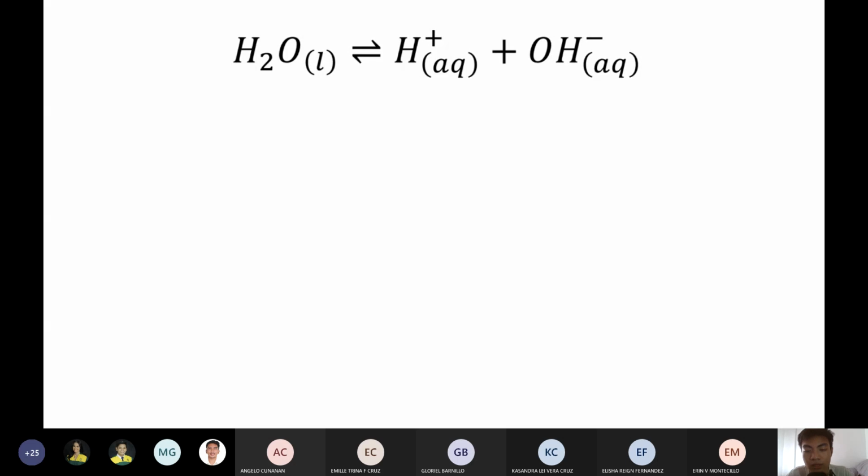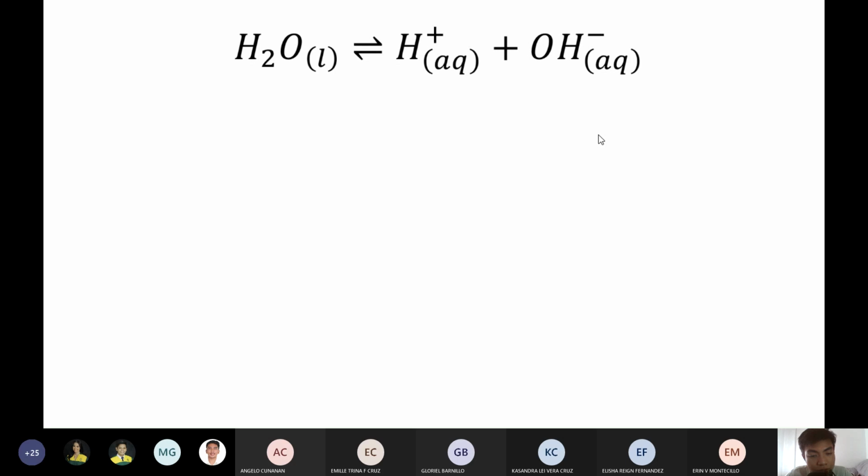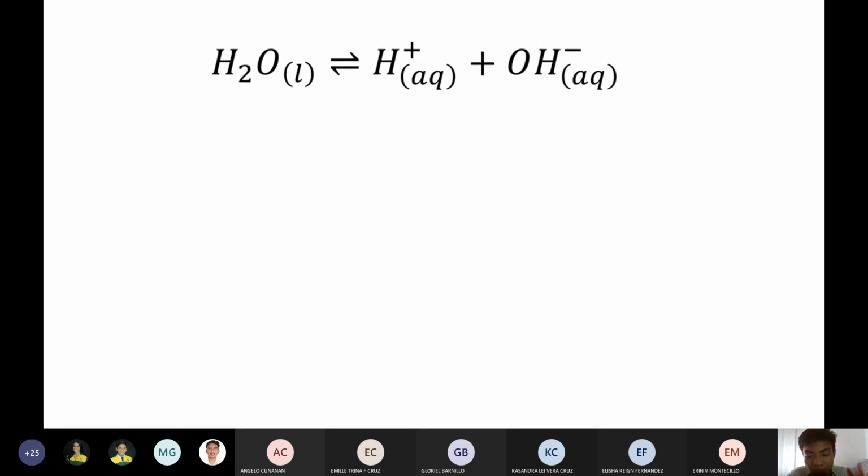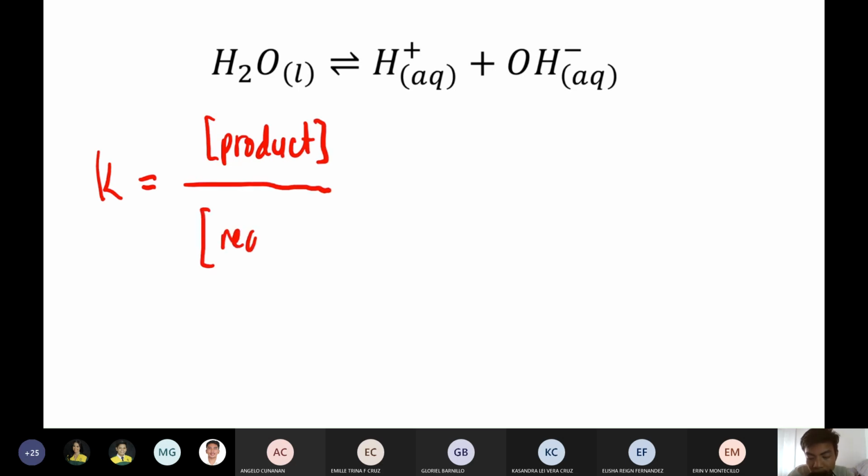So we have here the equilibrium equation for the auto-ionization of water. Auto-ionization, because the water suddenly ionizes by itself. It's automatic. Okay. So this is the equation that we have. Let us try to express the equilibrium constant for this equation. So we write K equals the concentration of product over the concentration of reactant.